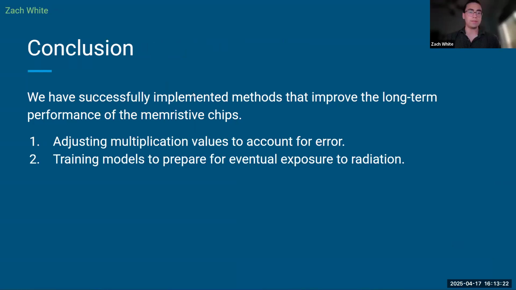In conclusion, we have successfully implemented methods that improve the long-term performance of Memristive chips by adjusting multiplication values to account for error, as well as training models to prepare for eventual exposure to radiation.